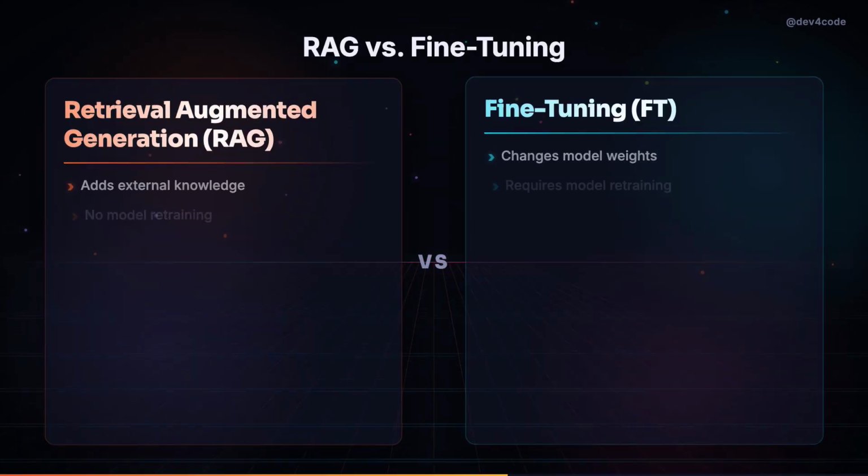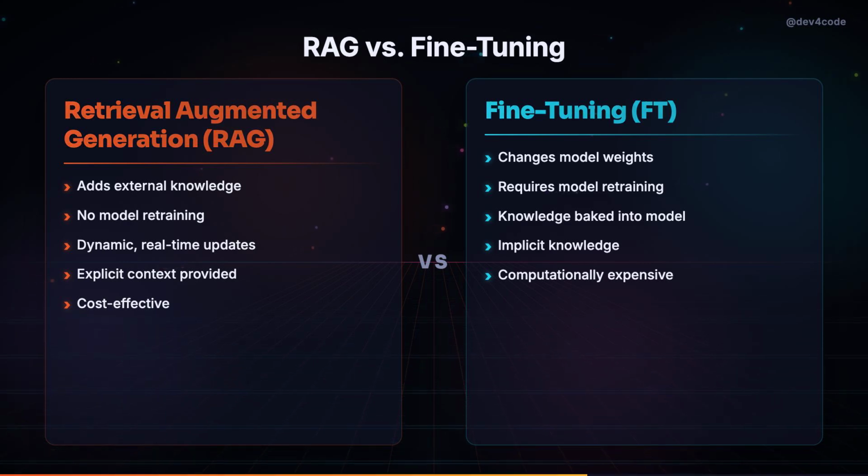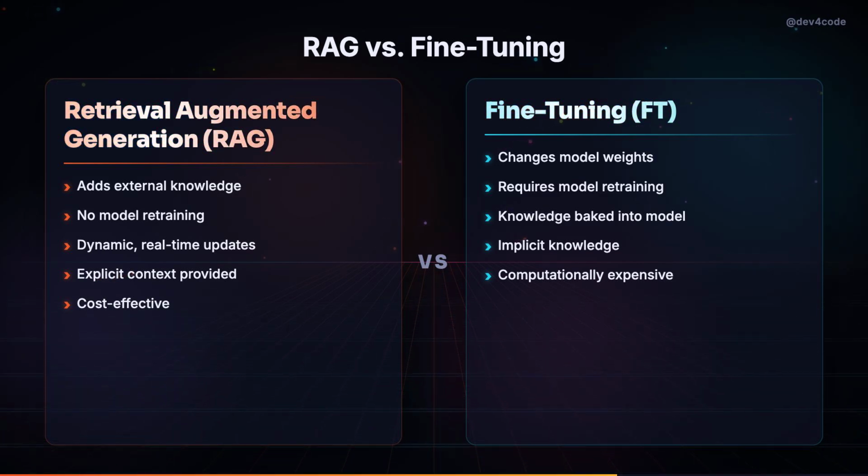RAG and fine-tuning are often seen as alternatives, but they serve different purposes. Fine-tuning changes the model's weights, making it adopt a new style or knowledge implicitly. RAG, however, leaves the base model untouched, providing explicit, dynamic context without expensive retraining. RAG is generally more agile and cost-effective for rapidly changing knowledge bases.